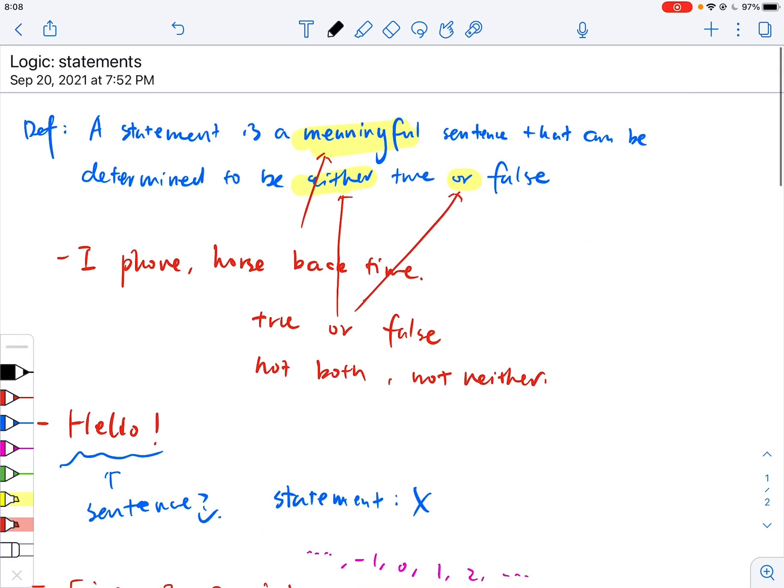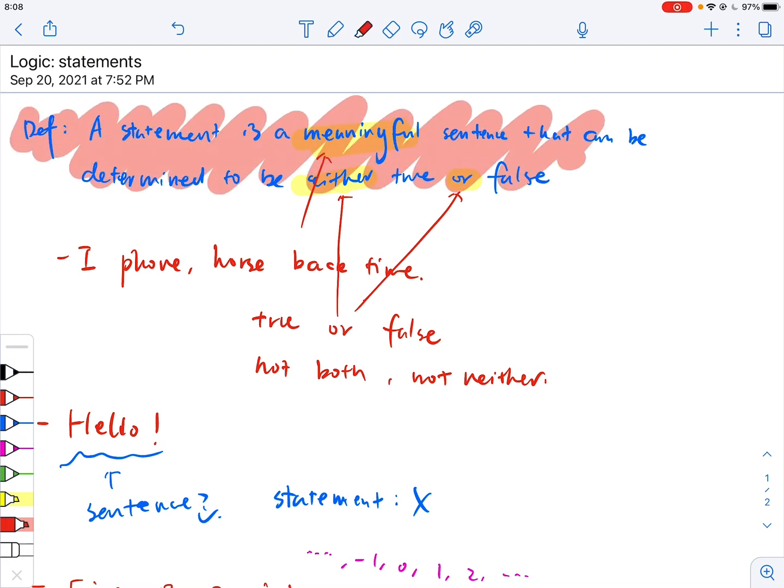All right, so today we covered the definition of a statement, which I'm going to highlight so that you can see it clearly. A statement is a meaningful sentence that can be determined to be either true or false. That is the most important concept, the key concept from today.